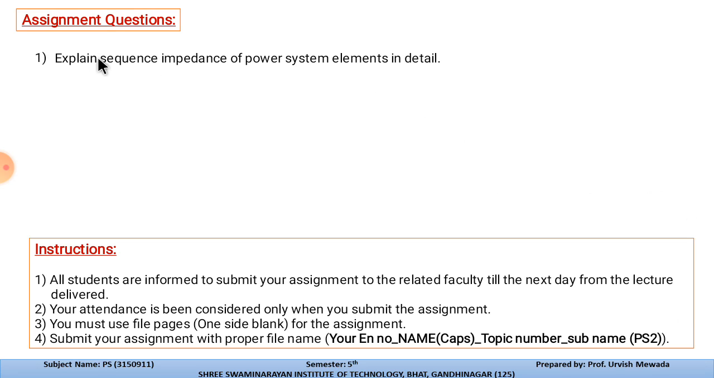After that you have the assignment question, that is, explain sequence impedance of power system elements in detail, and related to that are the instructions written over here, please read them carefully. And if you have any query or doubt after this session, then we can solve your queries and doubts in our doubt solving session.